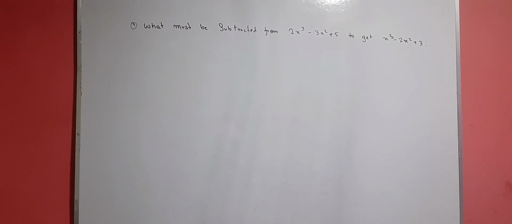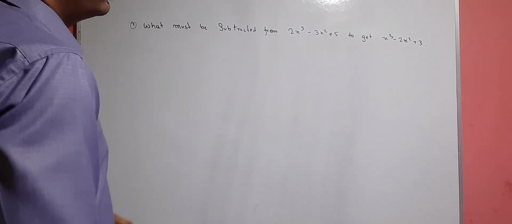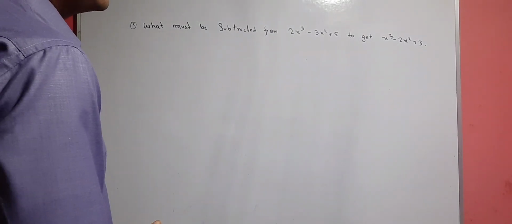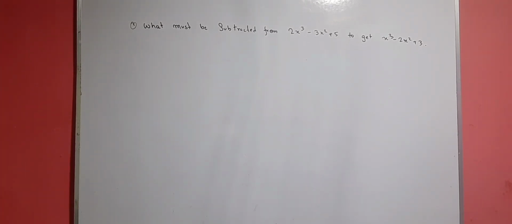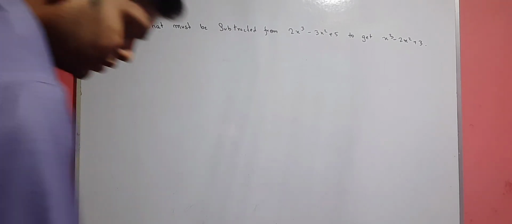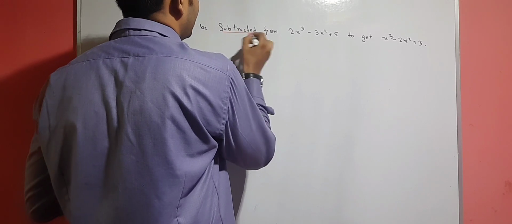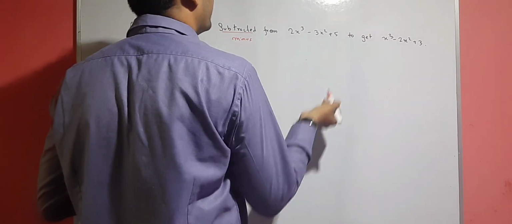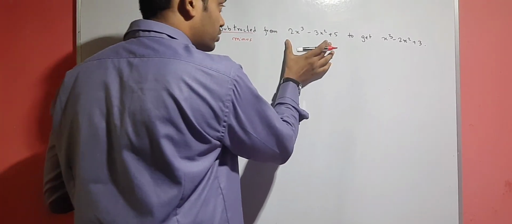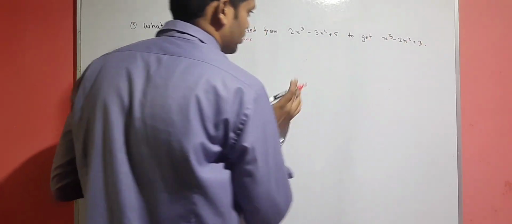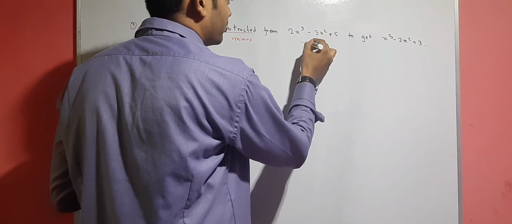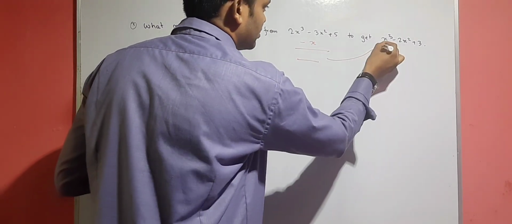This is the next question. The question is, what must be subtracted from this one to get this one? 2x cube minus 3x square plus 5, to get x cube minus 2x square plus 3. So this is the number which I am going to find. Okay, so how to do it and what the meaning of the question is, you understand this. They are saying that what must be subtracted means minus, we understood. Subtracted means we have to do minus. From where? From this one. For what? To get this value. Means how much must be subtracted from this one so that we will get this answer.